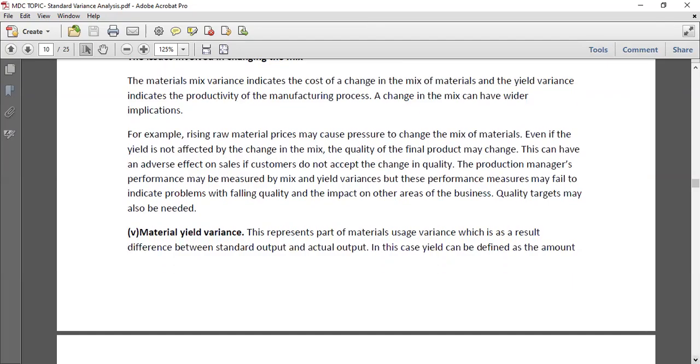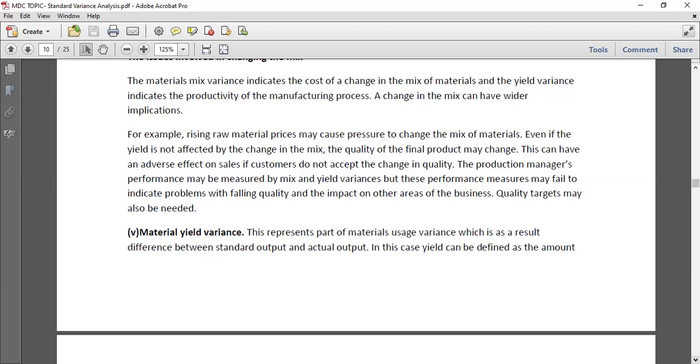So then we have what we call the material yield variance. Now, material yield variance is not in any way different to the material mix variance. Remember, what you mix gives you the result. It's the mix that gives the result. So as we have seen with the material mix variance, when we are looking at the material yield variance, we're trying to look at the part of the material usage variance which is a result of the difference between the standard output and the actual output.